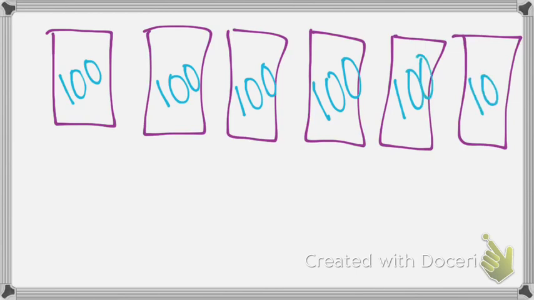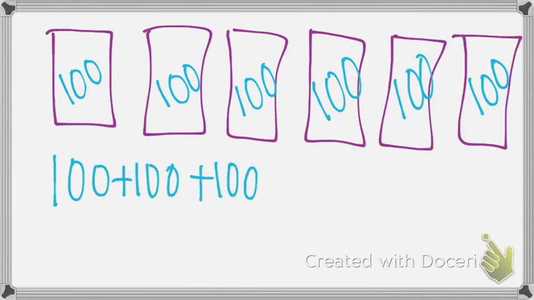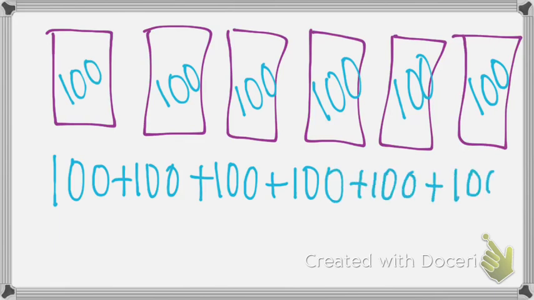My next step was to write an addition equation based on my picture. Well, I'm adding 100 6 times, so I would be doing 100 plus 100 plus 100 plus 100 plus 100 and plus 100. So by the time I've written all of those out, I should be adding 100 6 times. Now I would be adding all of this together to get my total of 600.